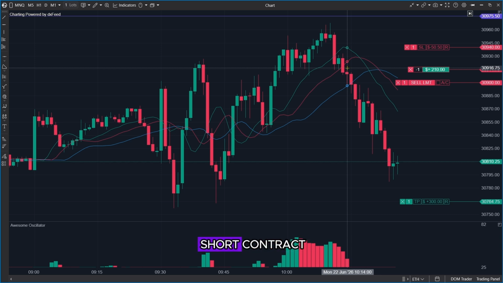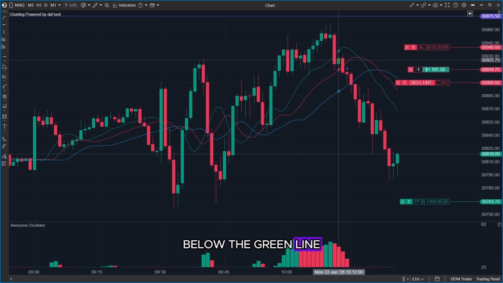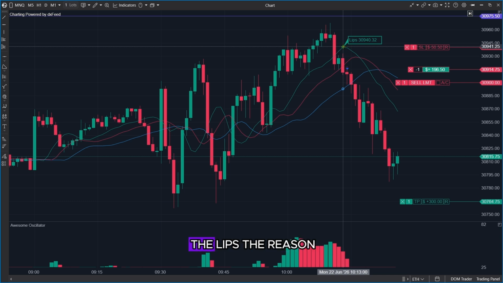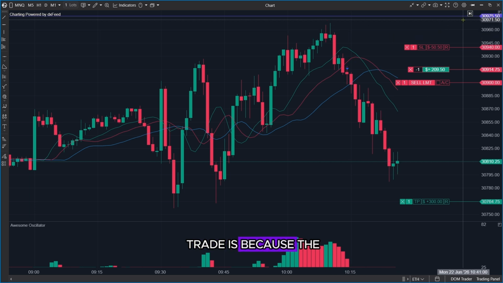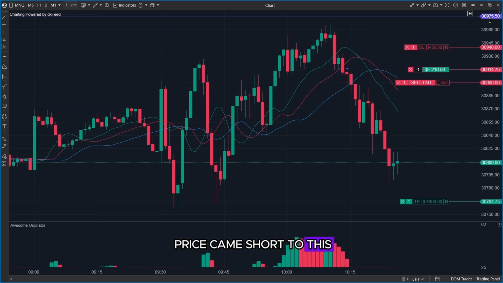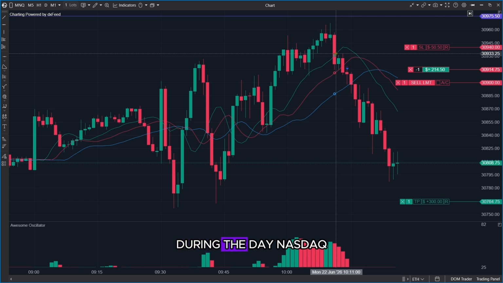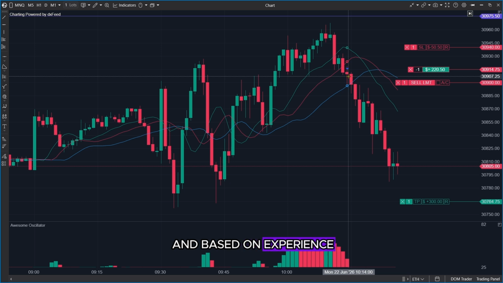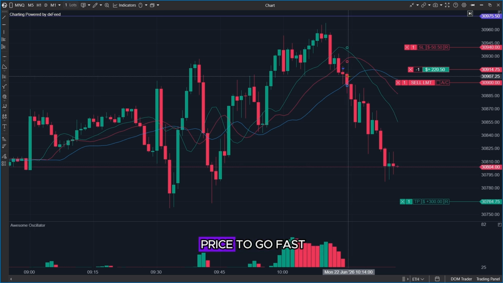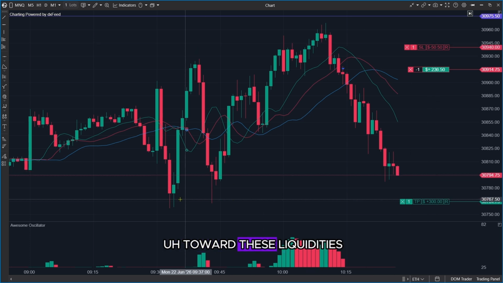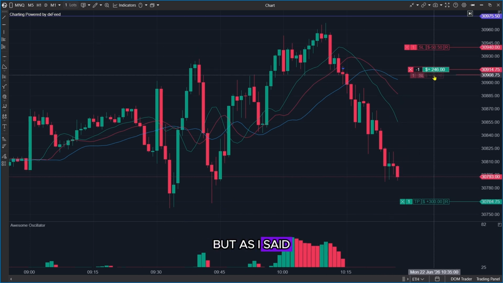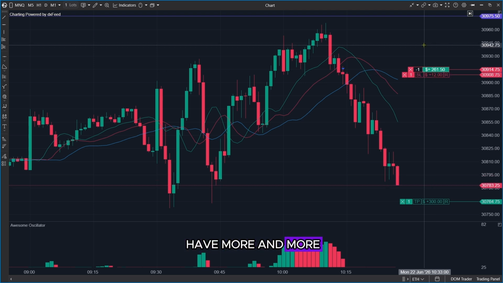We entered one short contract below the green line and moved the stop above the lips. The reason I entered with rush in this trade is because the price came short of this major resistance. During the day, Nasdaq already had its rally, and based on experience, I was expecting the price to go past toward these liquidities. But as I said, don't worry, we will have more and more episodes and examples like this.